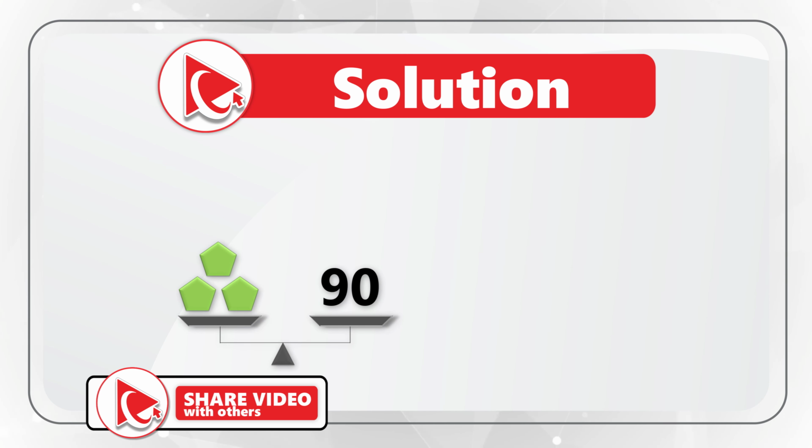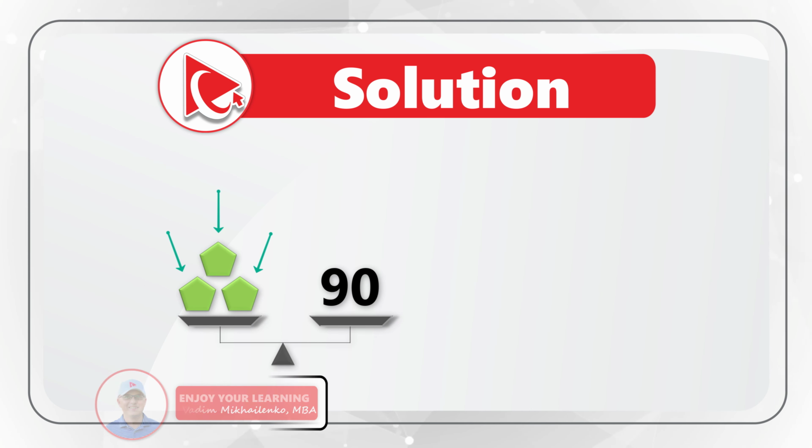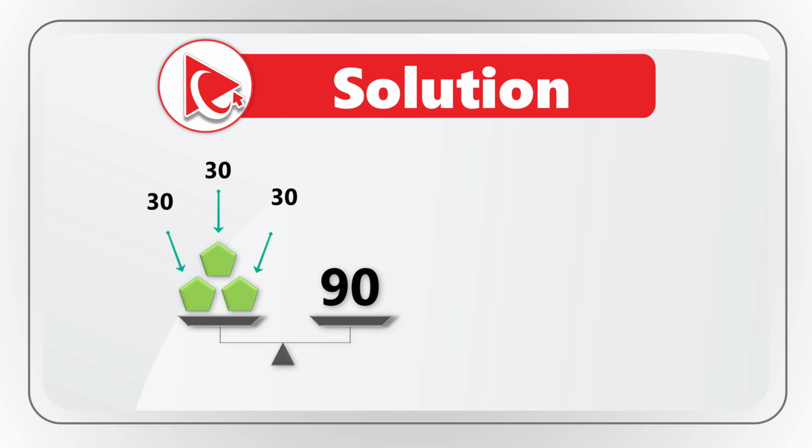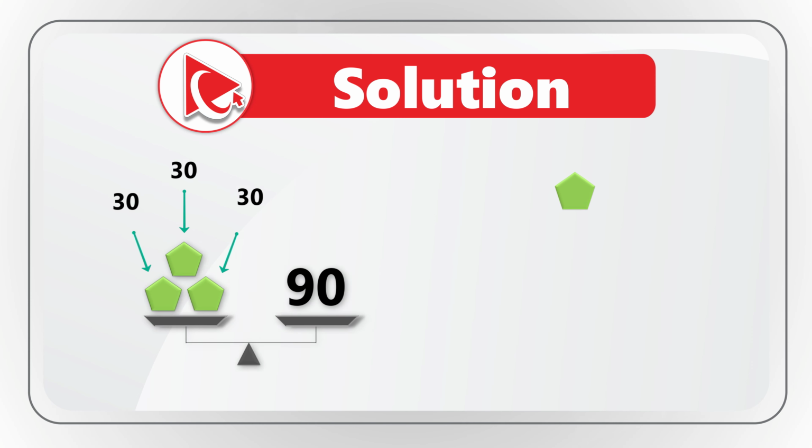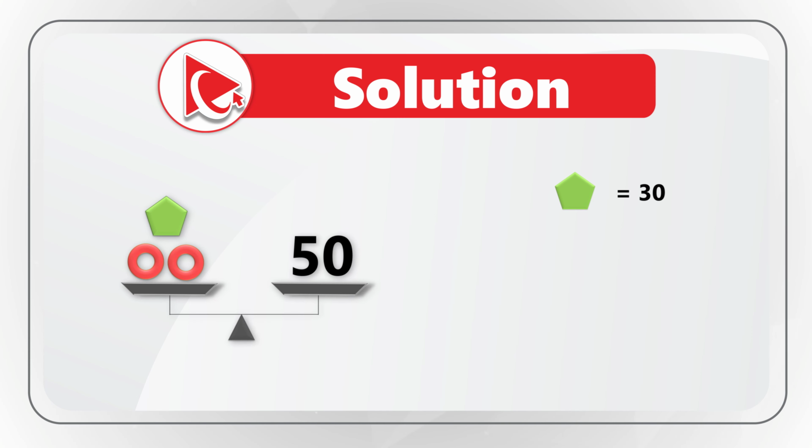To solve the problem, you need to go from scale to scale and calculate the shape's value. Let's start with the scale 1. It has 3 pentagons on the left and number 90 on the right, which means that each pentagon has a value of 30. Second scale contains one pentagon and then two bagels, and the combination of these shapes equals number 50. We already know the value of pentagon, which is 30. All we need to do is divide the remainder of the calculations 50 minus 30, which equals 20, by 2, because there are two bagels, and calculate the value of bagel, which is 10.